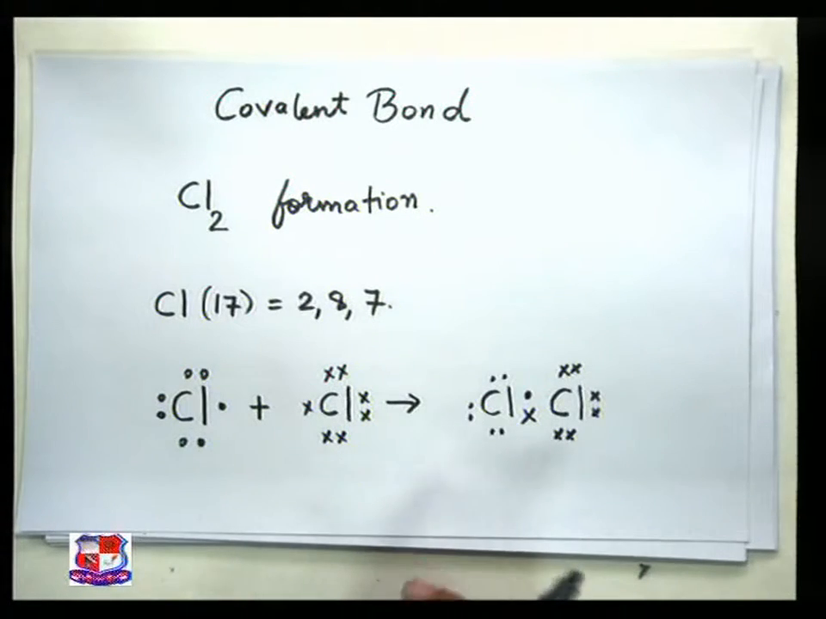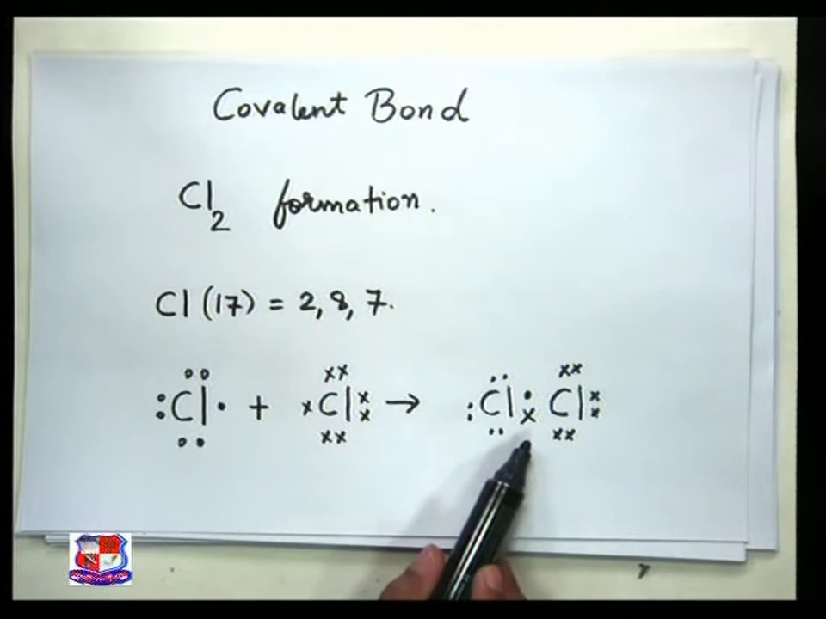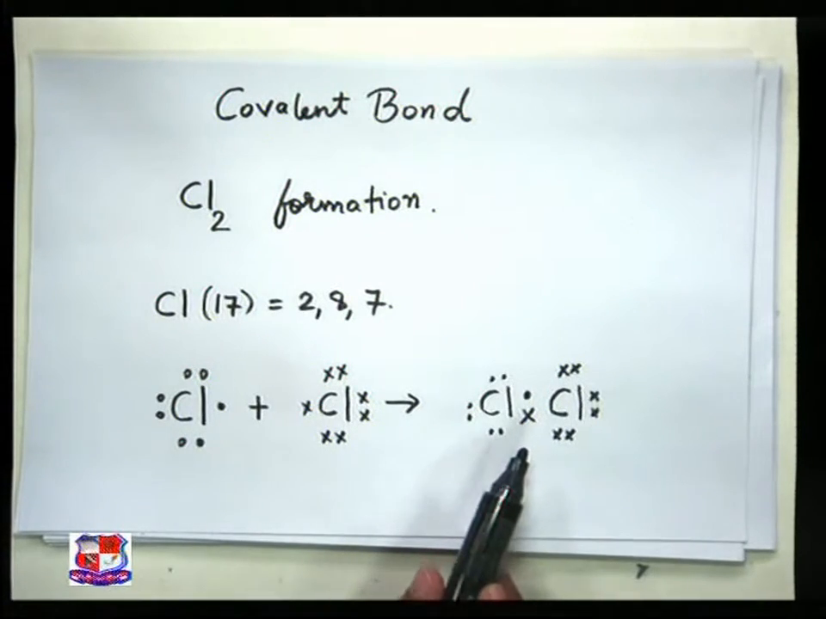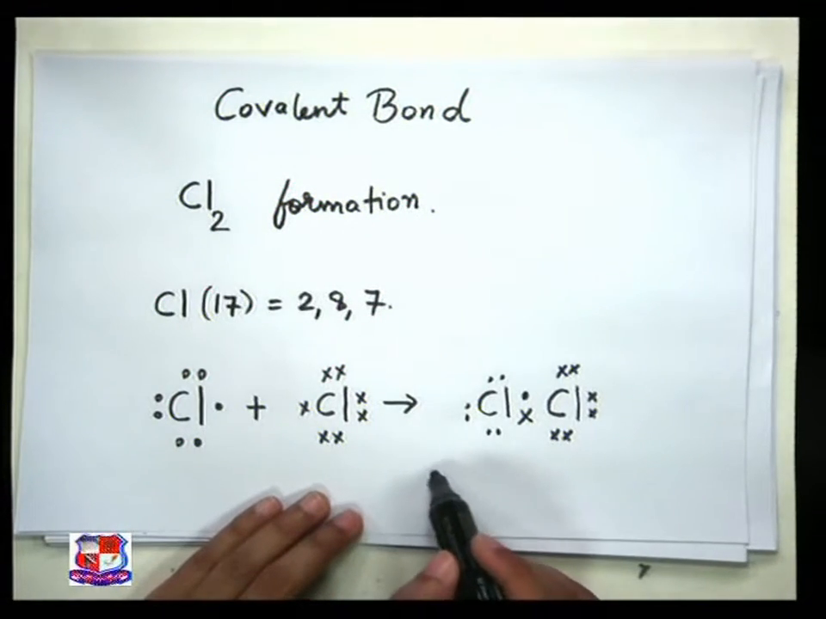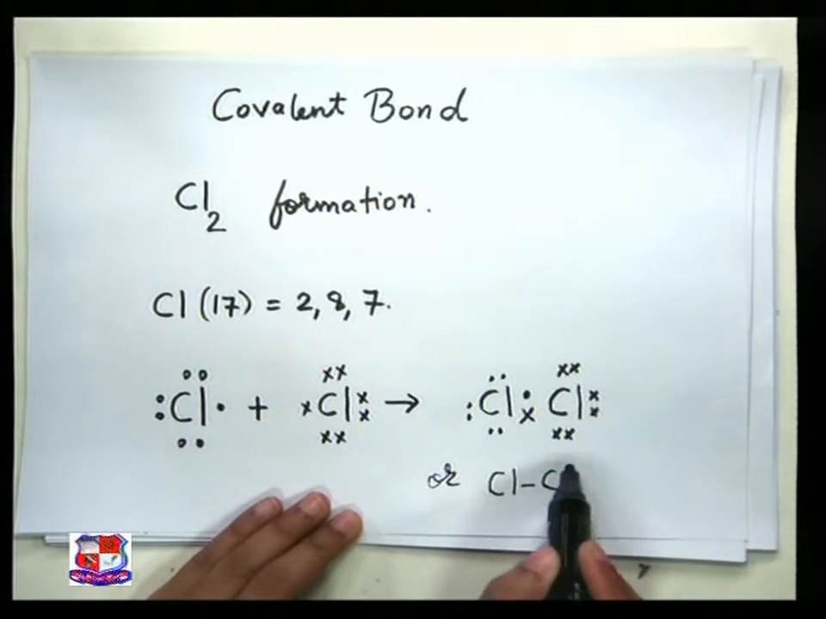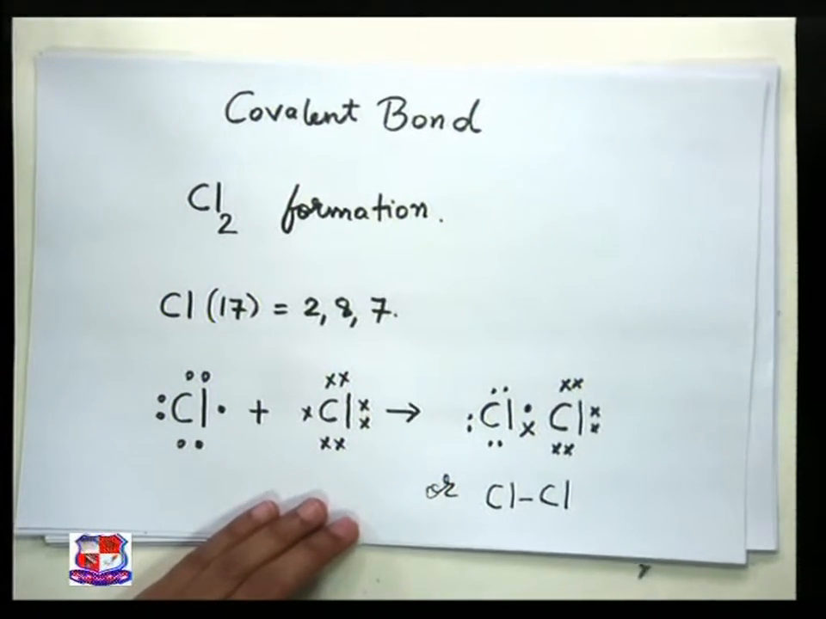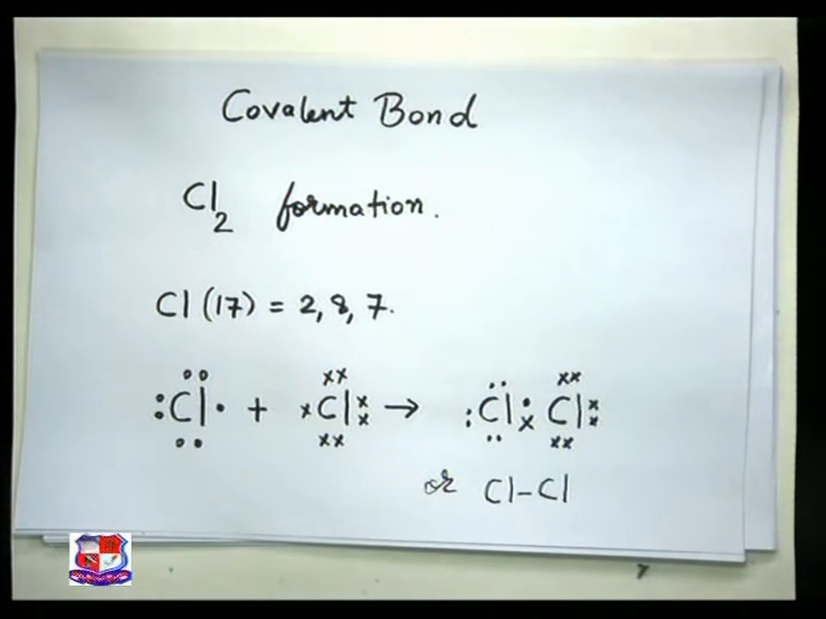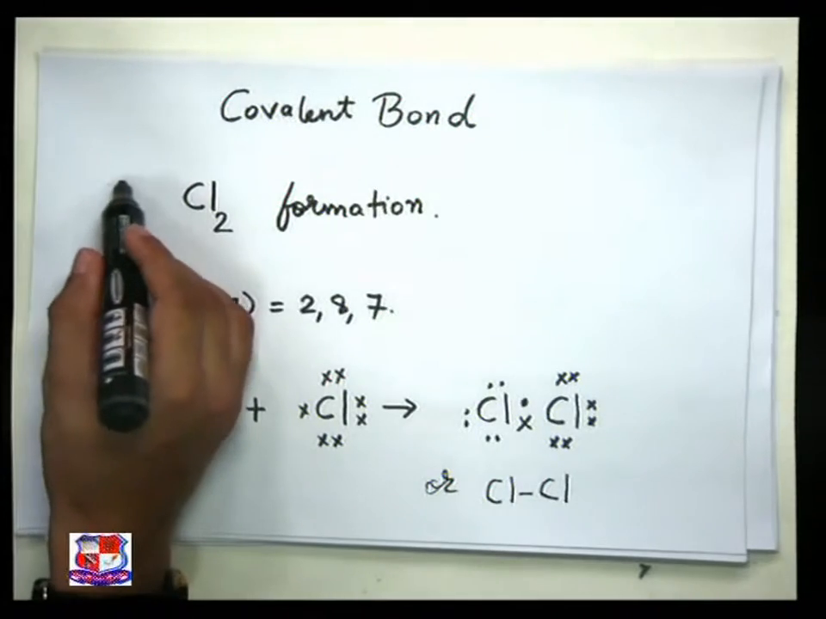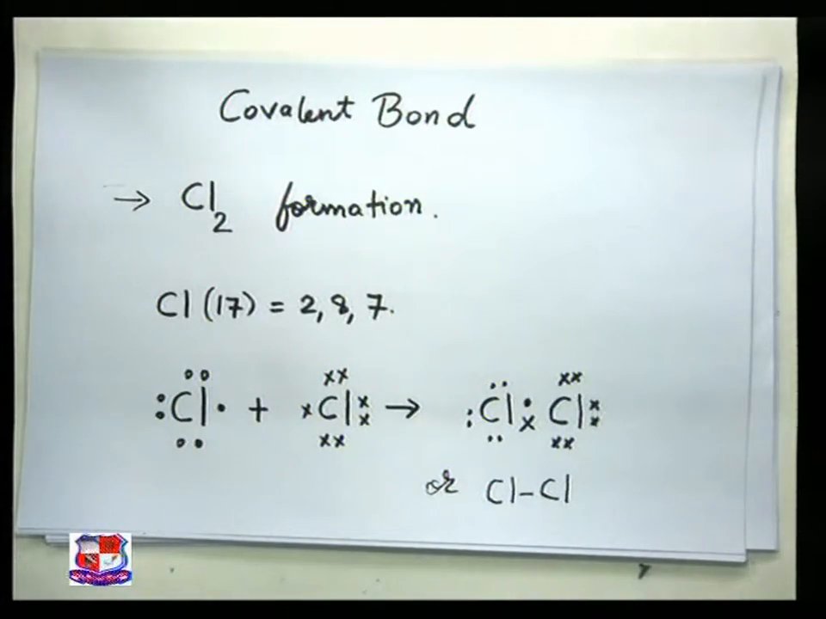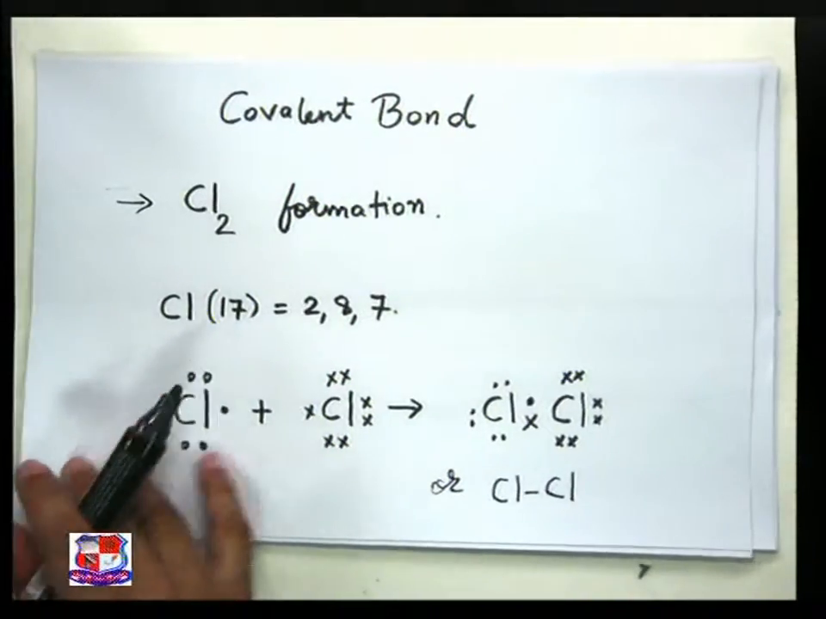As a single pair of electrons is shared between two chlorine atoms, so what happens? This will form a single bond between two chlorine atoms. So this will result in formation of Cl2 molecule. Okay, so this is the example of the covalent bond. Cl2 formation is the example of the covalent bond. Okay, now let us try to take another example, that is formation of O2 molecule.